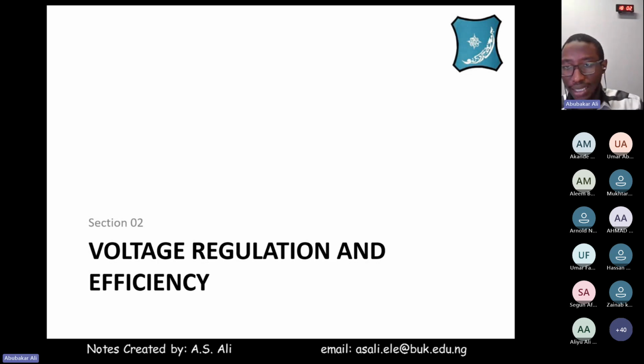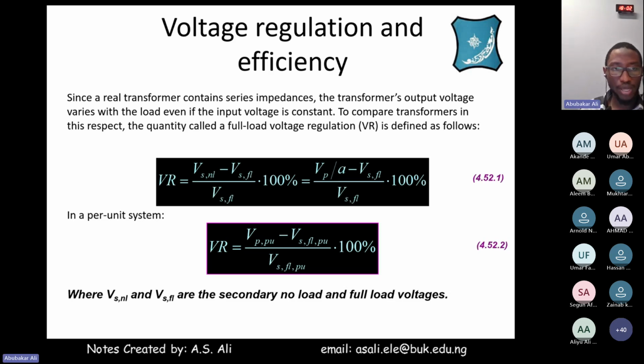All right, so let's look at voltage regulation and efficiency in a transformer. This is important because if your transformer is very efficient, then you get value for the money you paid. So when you look at a real transformer, you know the circuit of a real transformer: the core losses, and then the line losses or the copper losses. That's our transformer. So we have what we call full load voltage regulation, VR.